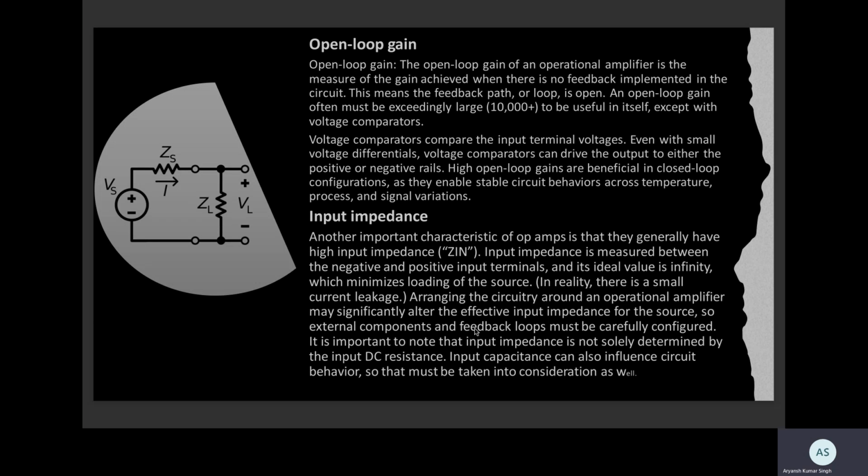Input impedance. Another important characteristic of an op-amp is that they generally have high input impedance, Zin. Input impedance is measured between the negative and positive input terminals, and its ideal value is infinity, which minimizes loading of the source. In reality, there is a small current leakage.